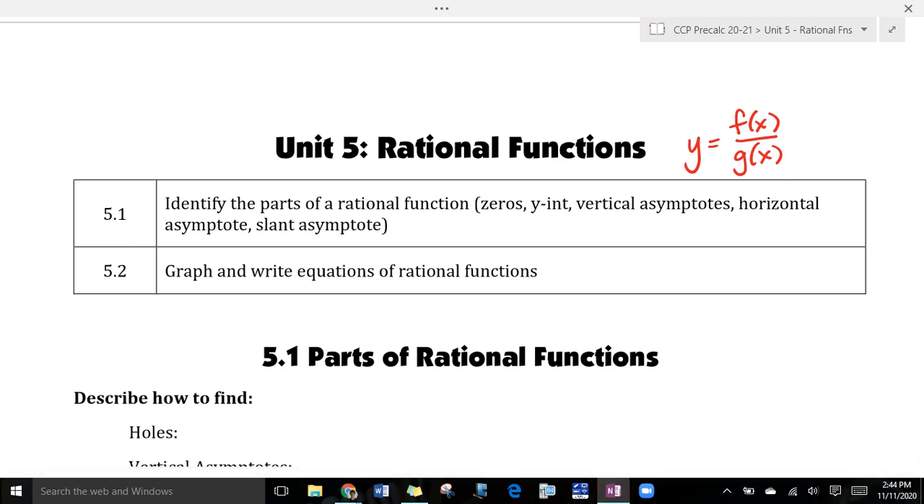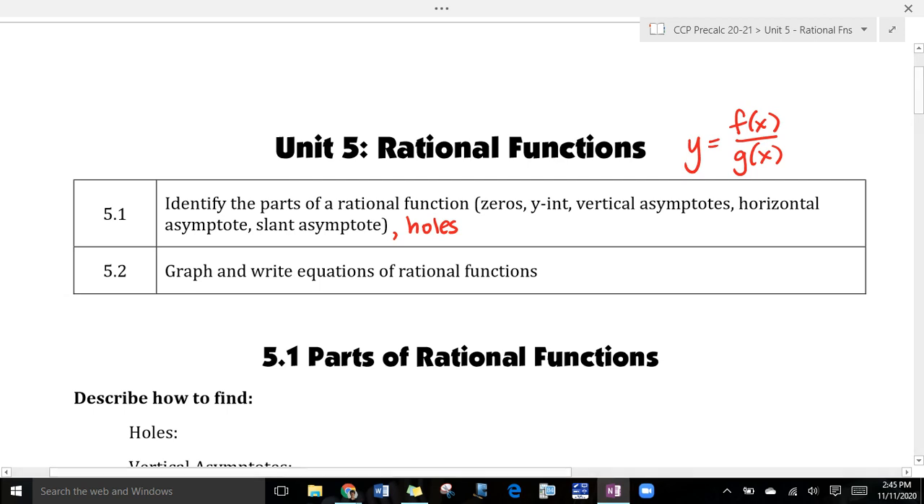Now, a rational function has a bunch of different parts that we're going to be finding in this first video. So we'll be looking at the zeros, the y-intercepts, vertical asymptotes, horizontal asymptotes, and slant asymptotes. And I really should add holes to this list because I did not include it. So let's add that to our list.